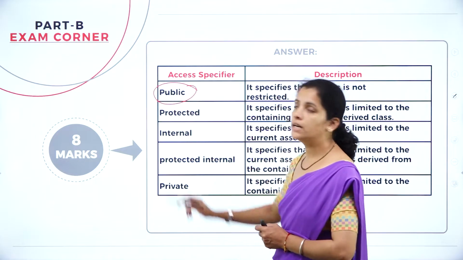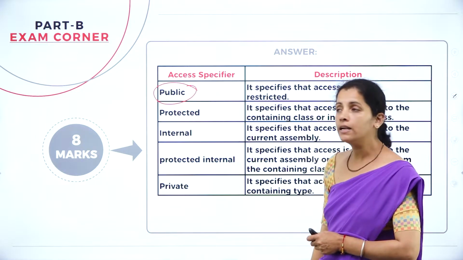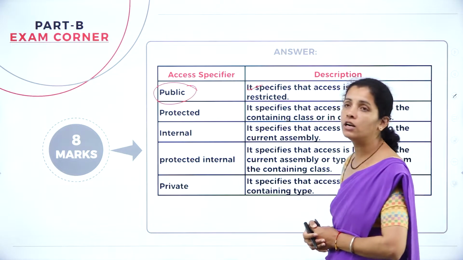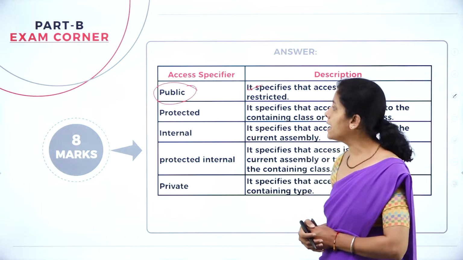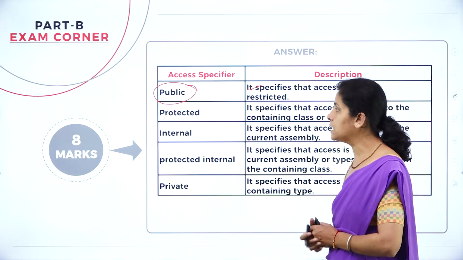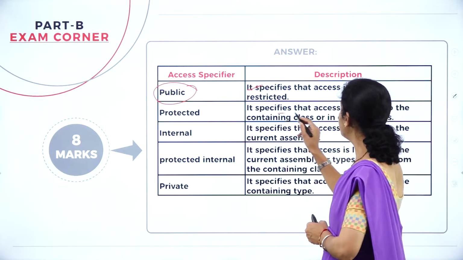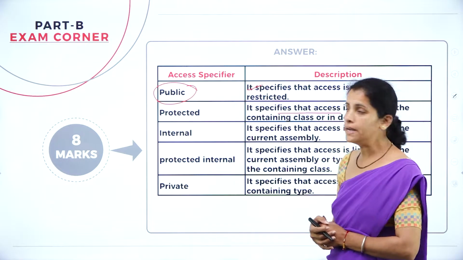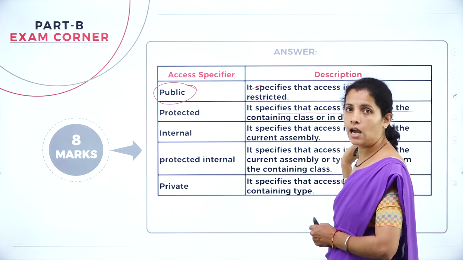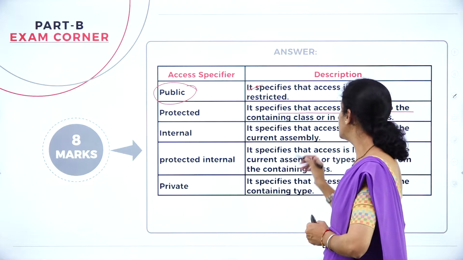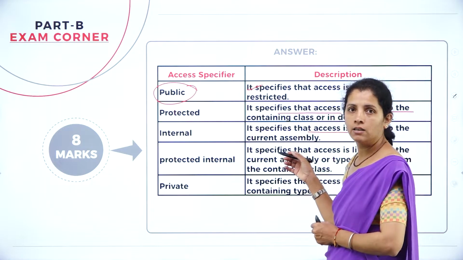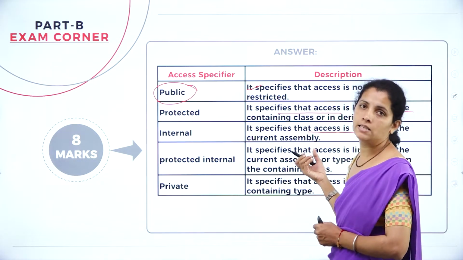Public. It is public to the entire program. It specifies that access is not restricted. Everyone can access public data or public method or public class. Then protected. It specifies that access is limited to the containing class or derived class. Internal. It specifies that access is limited to the current block or current assembly.